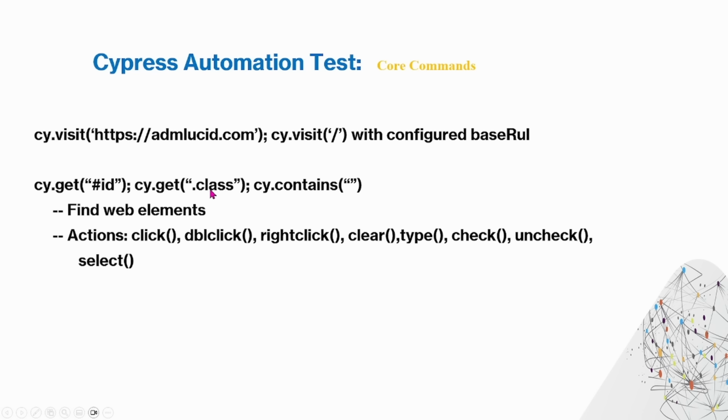Once you find the web elements, you can then perform actions. Some actions you can perform are click, double click, right click, clear, type, check for checkboxes, uncheck as well, and select options. You should note that you can link these different actions together. For example, if you find the web element and you do dot clear, it will first clear that web element, and then you can do dot type behind it to type within that web element in the same command. I'm going to show you a little bit of this later on.